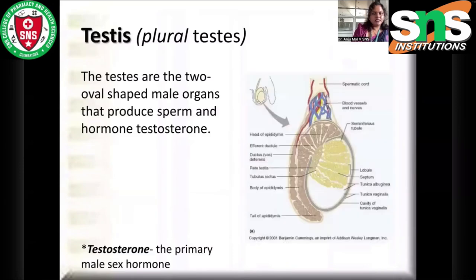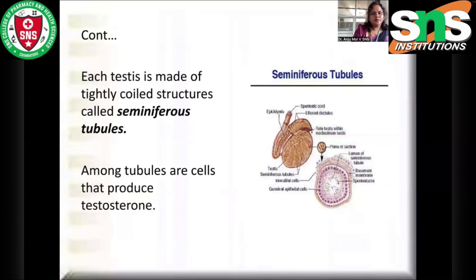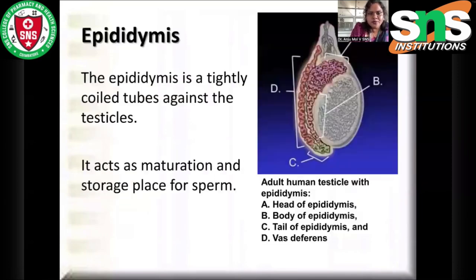First one is testis. The testes are two oval-shaped male organs that produce sperm and the hormone testosterone. So in testes, two things are produced. First one is sperm and second one is a hormone, that is testosterone. That is the primary male sex hormone. Each testis is made up of tightly coiled structures that are known as seminiferous tubules. Among these tubules are cells that produce testosterone. See here we can see the figure of a seminiferous tubule.